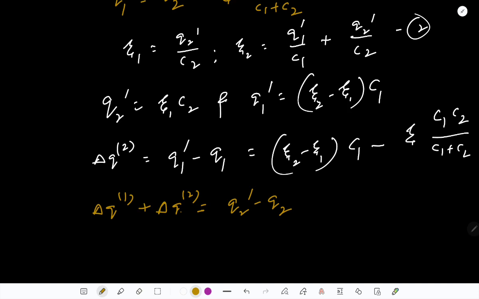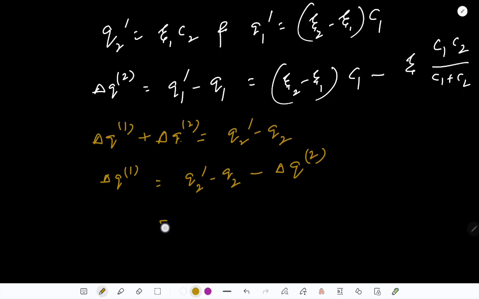And considering this equation, we can write the change in charge through point 1 is equal to Q2 dash minus Q2 minus delta Q2, the change in charge through point 2, and you can calculate this and you will get simply E1 C2 plus (E1 minus E2) C1.